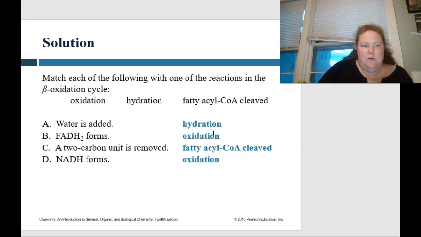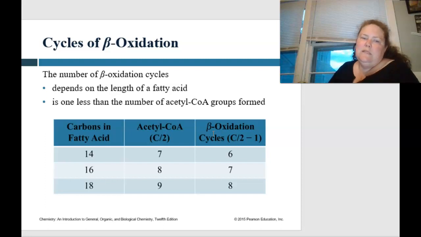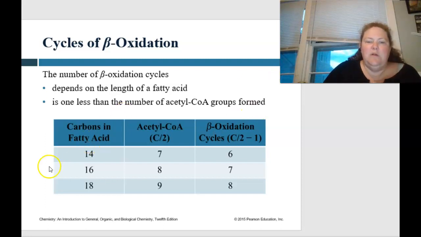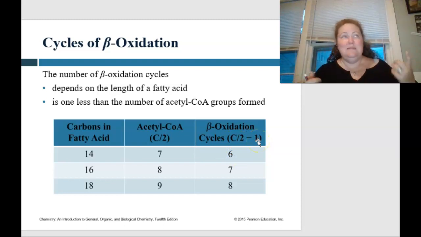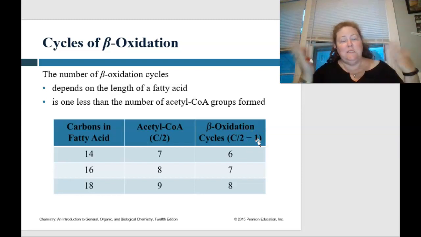Okay, so your cycles here, the number of beta oxidation cycles depends on the length of the fatty acid, and it's 1 less than the number of acetyl-CoAs. So basically, if we have a number of carbons and you divide it by 2, that gives you the number of acetyl-CoA that are going to be produced. And if it asks for how many rounds, you take that number and you subtract 1. So it's the number of carbons divided by 2 minus 1. I think of little minions, because I love minions, sitting there in a boxing ring with like round 1, right? So for rounds, you're going to subtract 1.